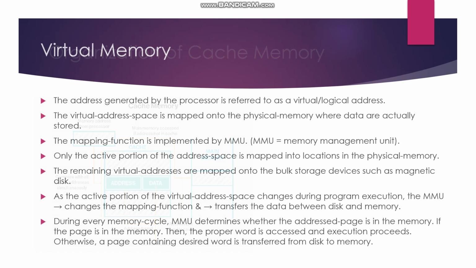Next, let us move to the topic of virtual memory, where virtual memory is the address which is generated by the process and is referred to as a virtual or logical address. The virtual address space is mapped onto the physical memory where the data are actually stored. The mapping function is implemented by the MMU, which is known as Memory Management Unit. Only the active portion of the address space is mapped into locations in the physical memory.